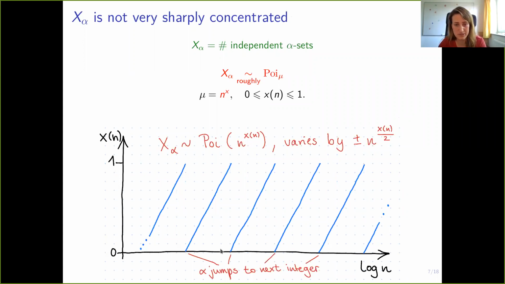So in particular, if we pick some n that is somewhere here, where the expected number of alpha sets is kind of almost n, then the number of alpha sets varies by almost root n. Okay, so what does all of this have to do with the chromatic number?